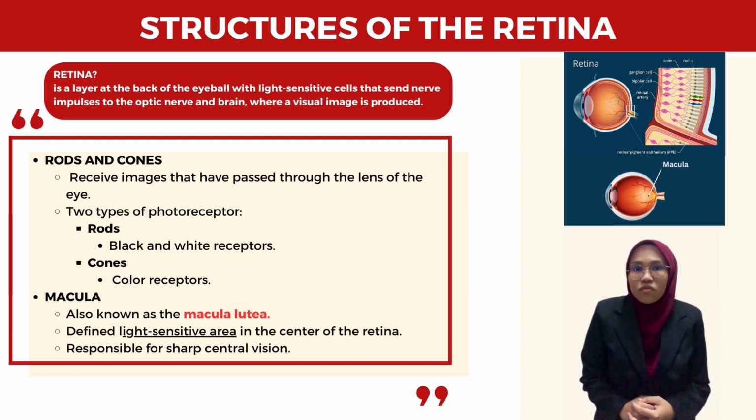These images are converted into nerve impulses and transmitted to the brain via the optic nerve. There are 2 types of photoreceptors in the human eye: rods, which process black and white, and cones, which are the color receptors.